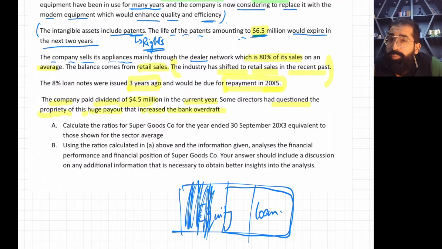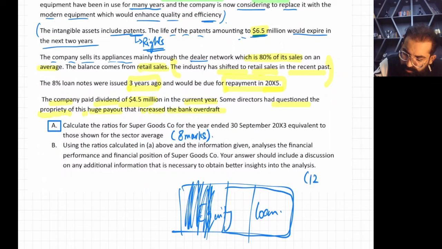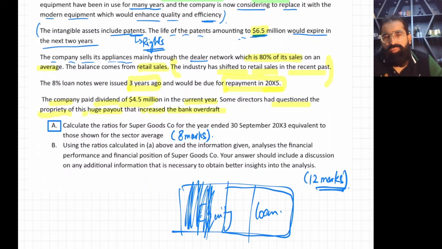I have discussed many points, to be very honest, and with the points I have discussed, you can easily write the whole answer. Now, the first thing, the free marks. I openly say these are free marks. Free 8 marks, okay? And these are 12 marks. So first you have 8 marks and then you have 12 marks, right?